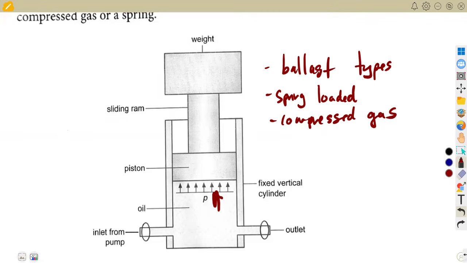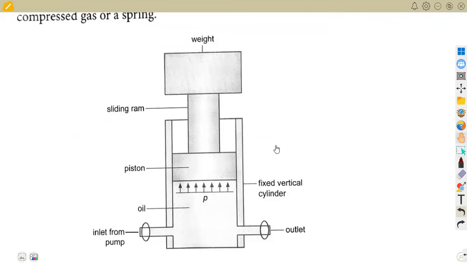We also have the functions: to provide a reserve of power, a supply of oil, sufficient power to complete one or more cycles of operation, and to help reduce pump ripple. There are so many functions that we can have on our accumulator.